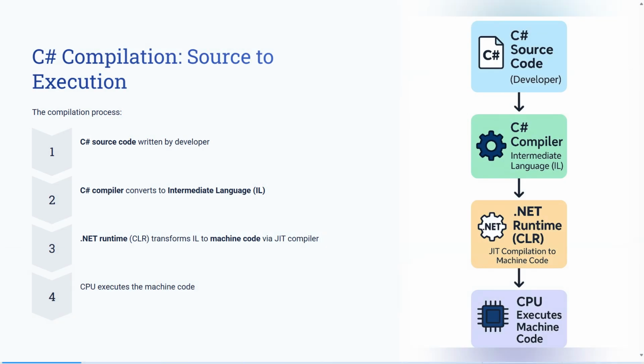Here's the simple roadmap of how C# code is converted to machine understandable code. First, you write C# code and save it in a .cs file. Then, the C# compiler checks your code, and if everything is correct, it converts your C# code into IL code, also known as bytecode, and generates an executable file or a DLL file.